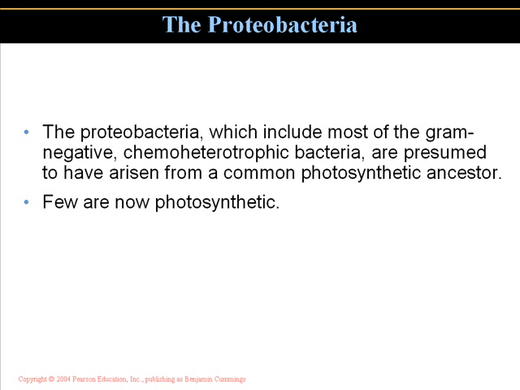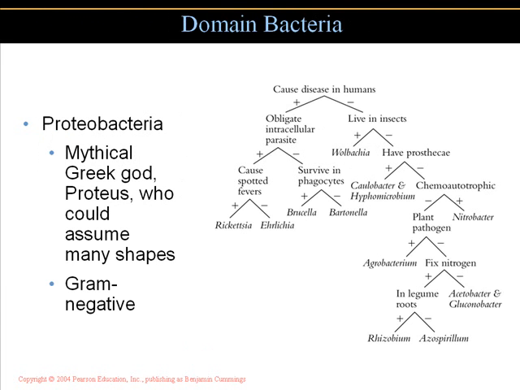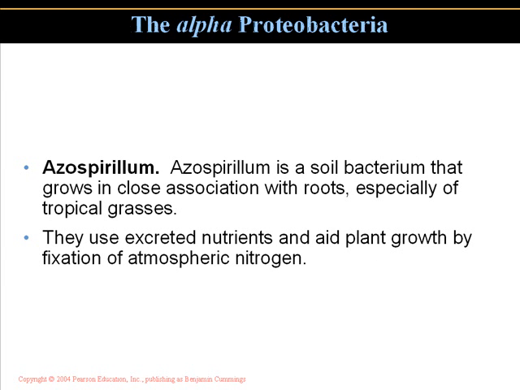Proteobacteria, which include most of the gram-negatives, are chemoheterotroph bacteria that are assumed to have arisen from a common ancestor, again, as we look at historical information. Few are now photosynthetic. The name derived from a Greek god, if you're into Greek mythology. Basically, most of these are gram-negative organisms.